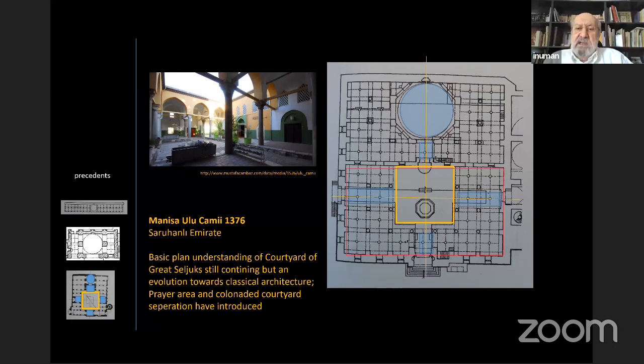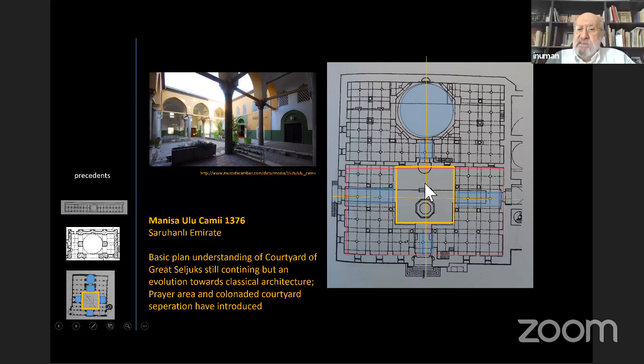So, after the Anatolian Seljukid time, which was the searching time, the synthesis time, during the Emirates period in Anatolia again, we see that there is a complete difference of the separation of the prayer area from the courtyard area. Again, a similar understanding. A dome in front of Mihrab, which is like the Ghaznavid mosque, a dome in front of Mihrab, and then 4 iwan types of plan typology exist.